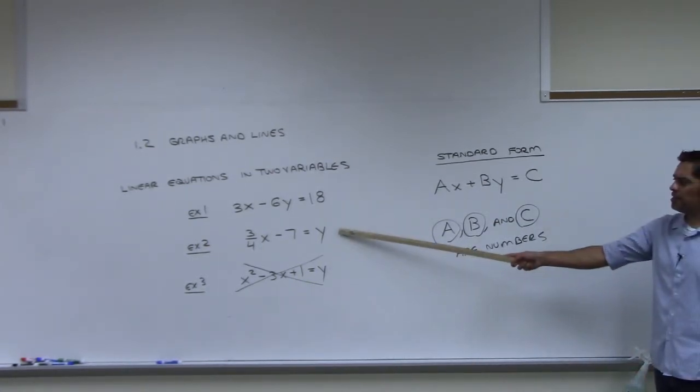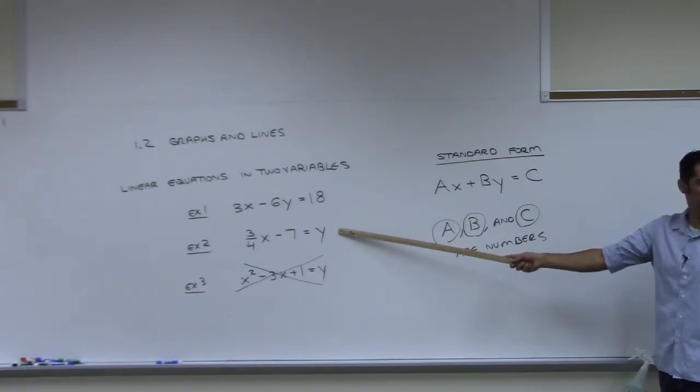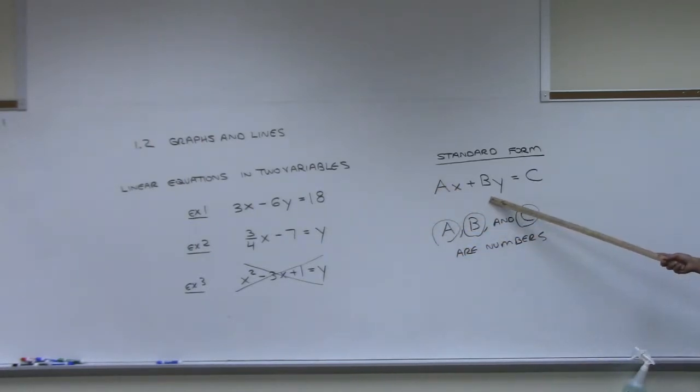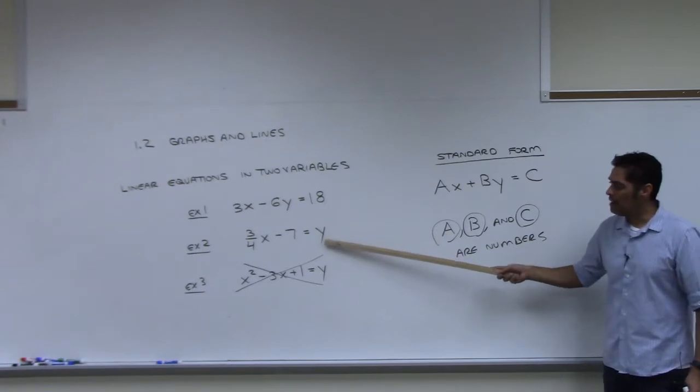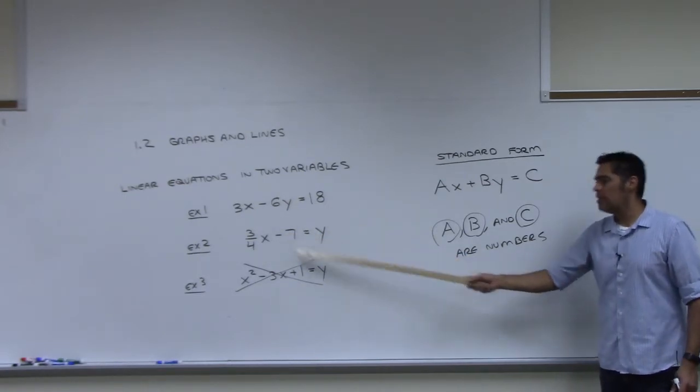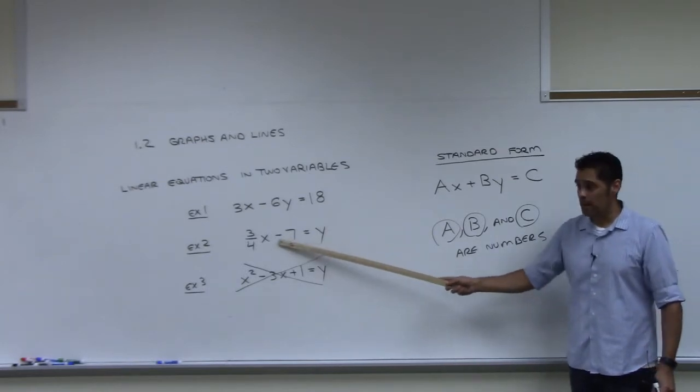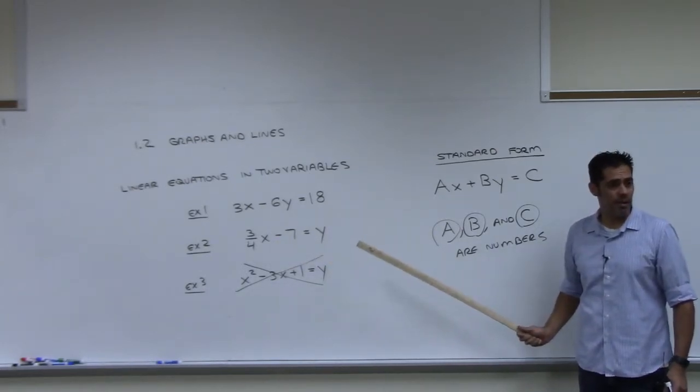Is this one written in standard form? Yes. No. Not the way it's written, right? How could you make this look like this? You would have to bring the y to the left and the 7 to the right. So that means I would subtract y on both sides and add 7 on both sides, wouldn't I?